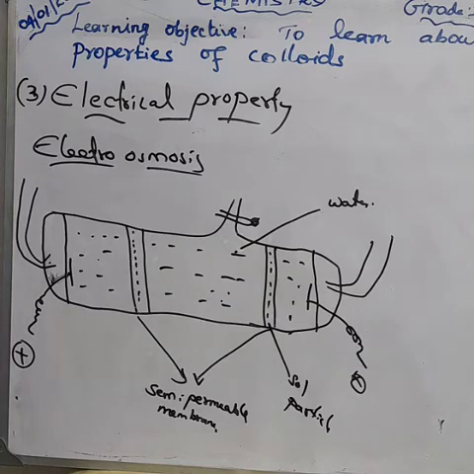What is electrophoresis? The migration of sol particles under the influence of an electric field is called electrophoresis, otherwise called cataphoresis. Clear? Today we discuss a very important point, the Tyndall effect. What is the Tyndall effect? The scattering of light. Don't forget that the scattering of light is called the Tyndall effect.